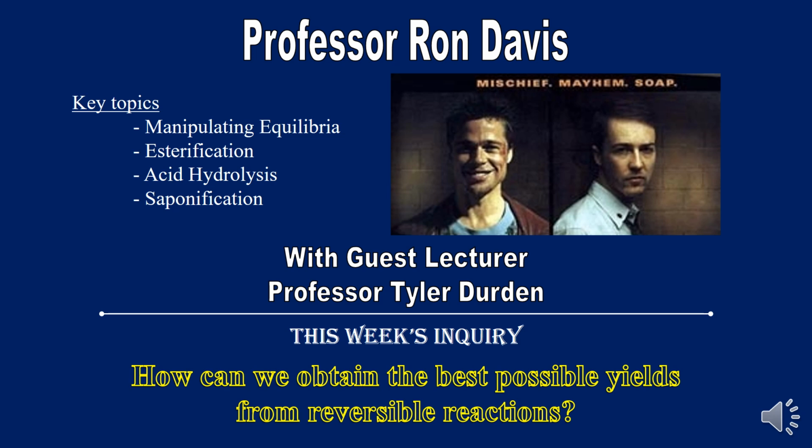Our inquiry this week is, how do we obtain the best possible yields from a reversible reaction? Are all reactions unidirectional, or do we have the ability to reverse them and dictate their direction based upon how we set them up in the labs? And when we do so, how do we ensure that we get the maximum yield of the desired product at the end of the process? By the end of this exercise, we'll have a better idea of how chemists go about designing reactions and syntheses that do just that.